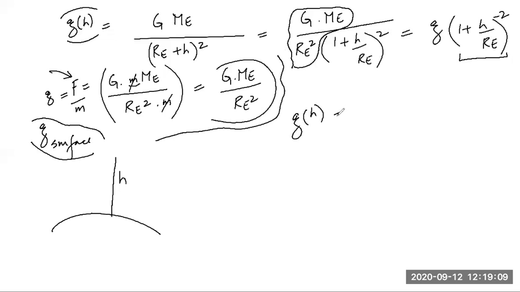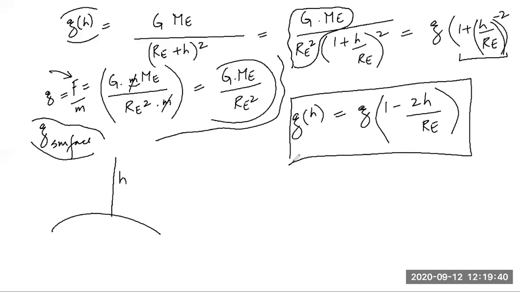g of h would be equal to g into, minus 2 would come here. So 1 minus 2 will get multiplied by this thing, right? So it will be 1 minus 2h divided by Re. So if I write g or g surface, it's same. So guys, this is a relationship between the acceleration due to gravity at height h and the acceleration due to gravity at the surface of the Earth.